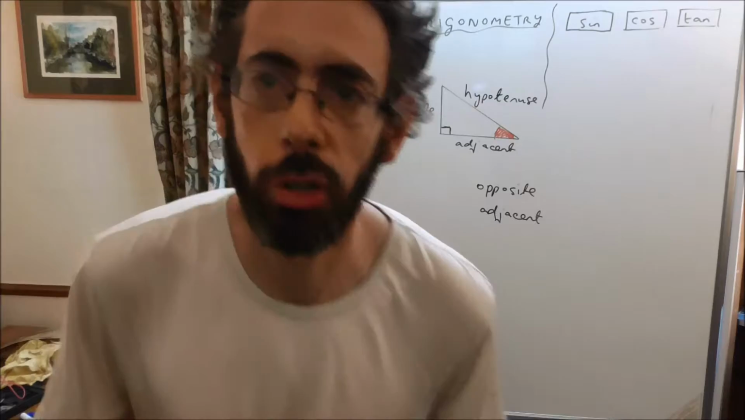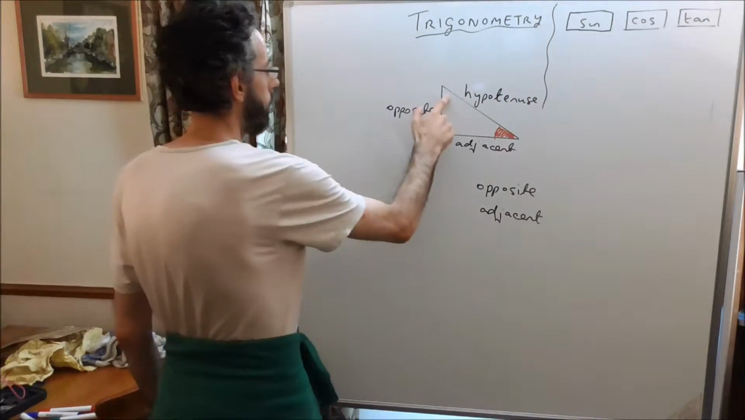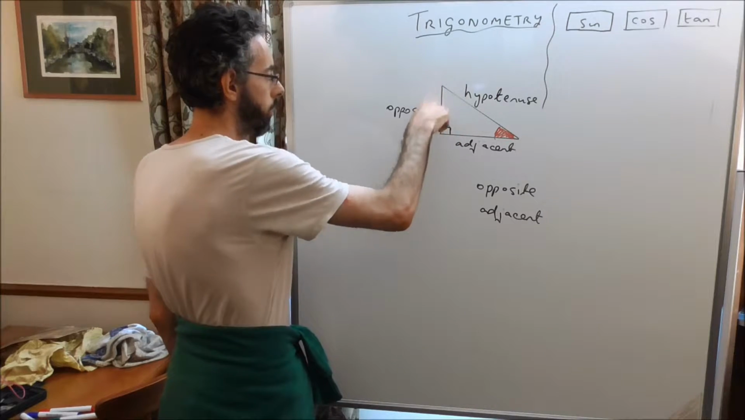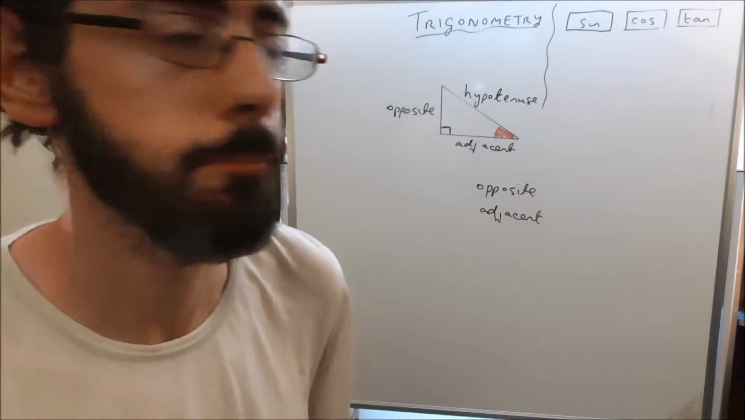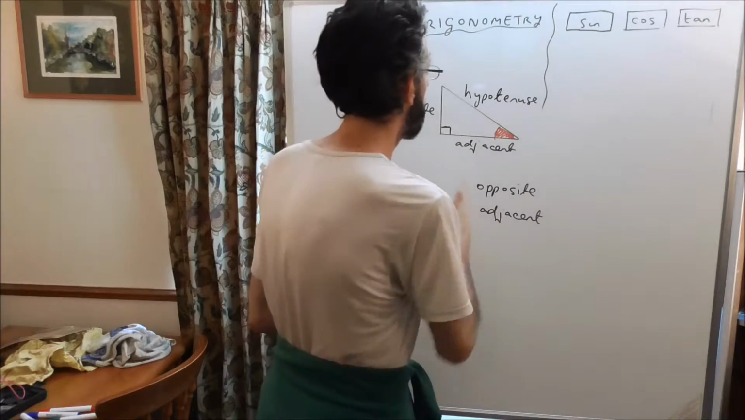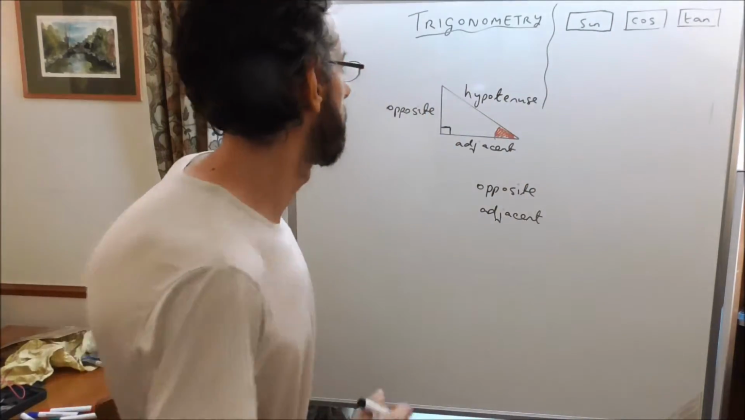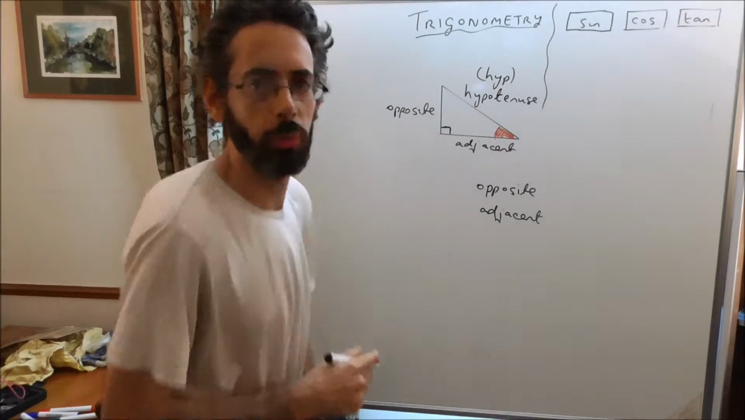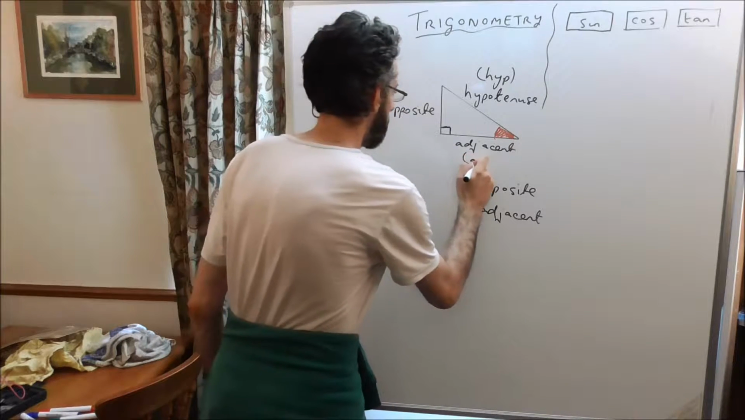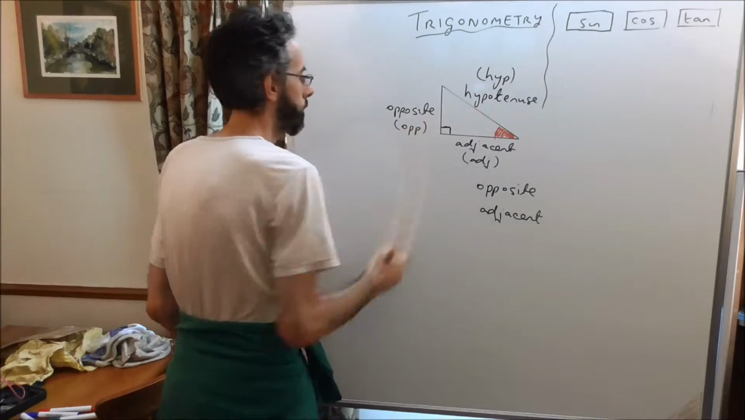So the names of the two shorter sides depend on which angle you're considering. So had I marked this angle here, then this side would be the adjacent side and this side would be the opposite side. The hypotenuse never changes, it's always the longest side. Right, I'm going to be abbreviating these three names today. So instead of hypotenuse, I'm just going to write hyp, H-Y-P. Instead of adjacent, I'm just going to write adj, A-D-J. And instead of opposite, I'm just going to write op, O-double-P.